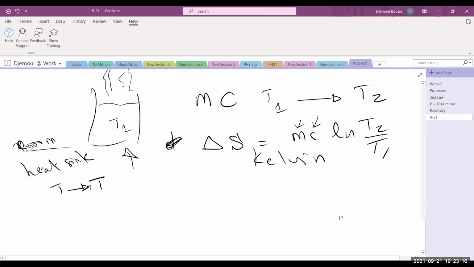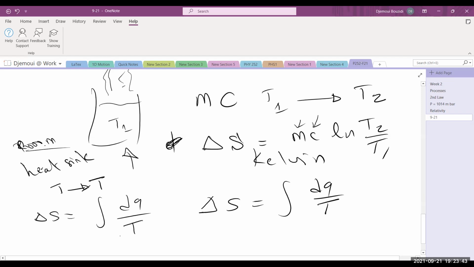And that is not true, by the way, because that formula works only for this type of process. Delta S is really the integral of dq over T. And the only reason why I found this one is because MC times dT is the dq. In here, the temperature doesn't change, so it's going to come out of the integral for the heat sink, and it will be left with just Q over T.